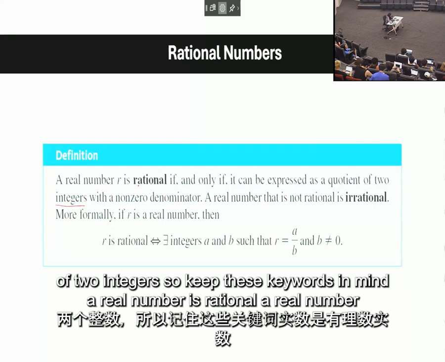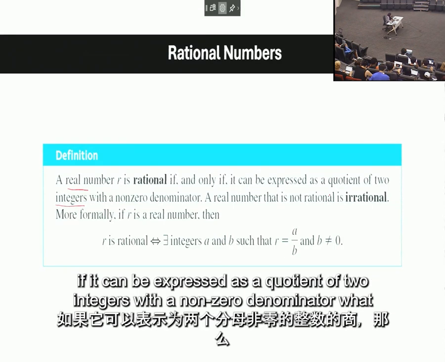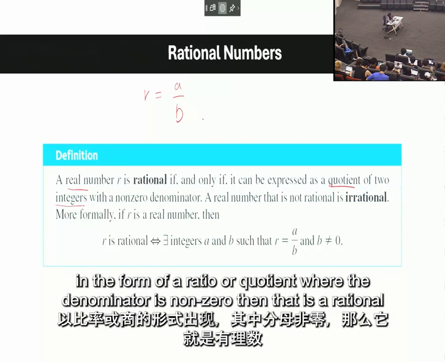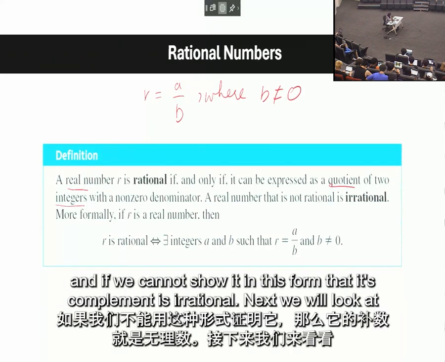A real number is rational if it can be expressed as a quotient of two integers with a non-zero denominator. What does it mean? Let's say r is a real number. If it can be expressed in the form of a ratio or quotient, where the denominator is non-zero, then that is a rational number. And if we cannot show it in this form, its complement is irrational.